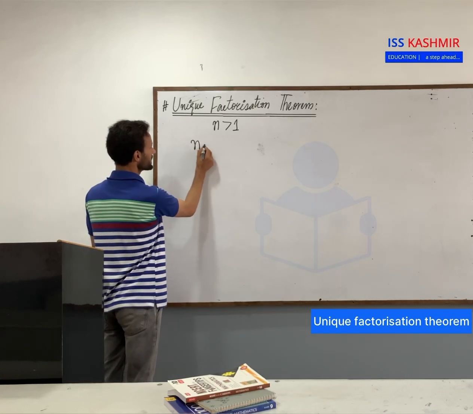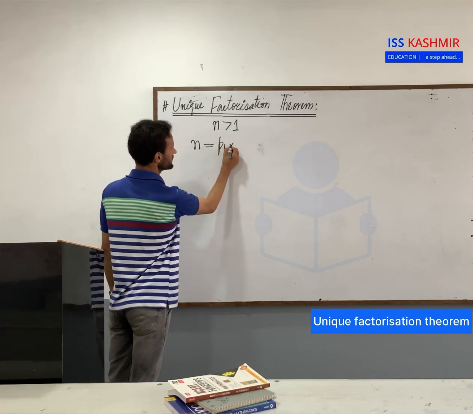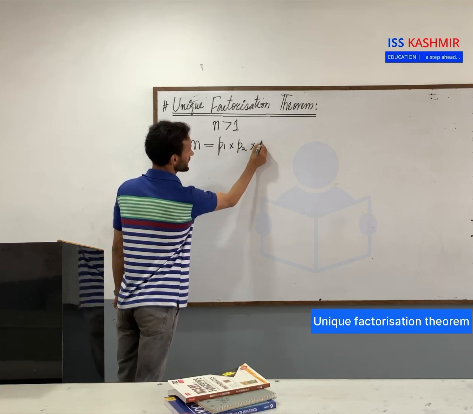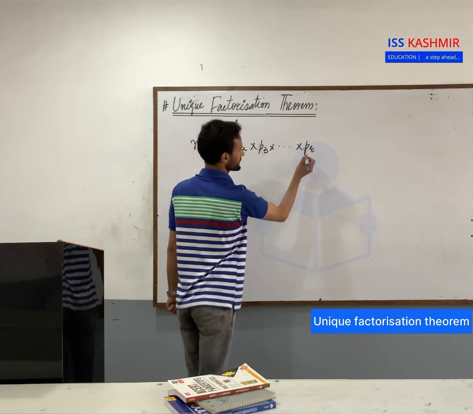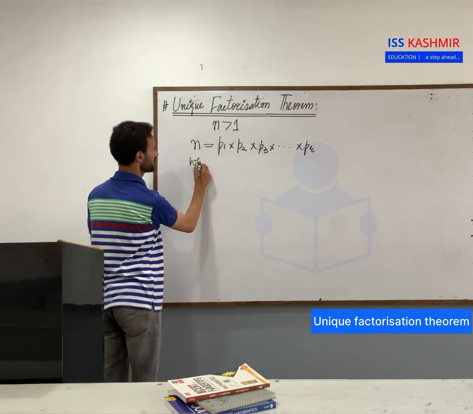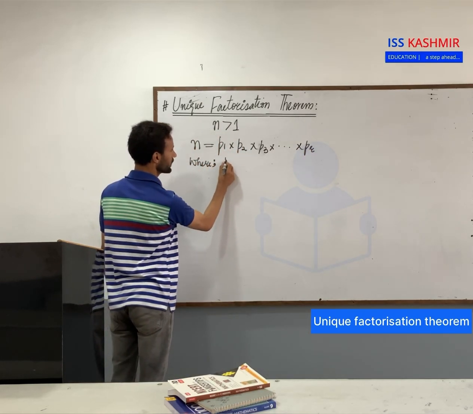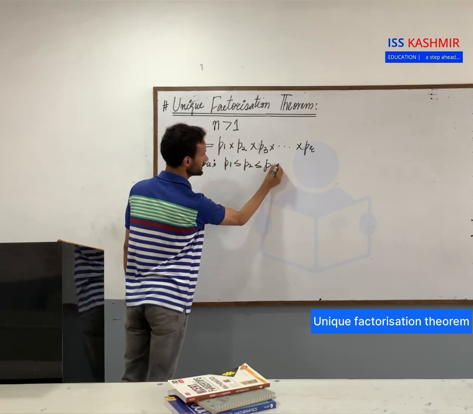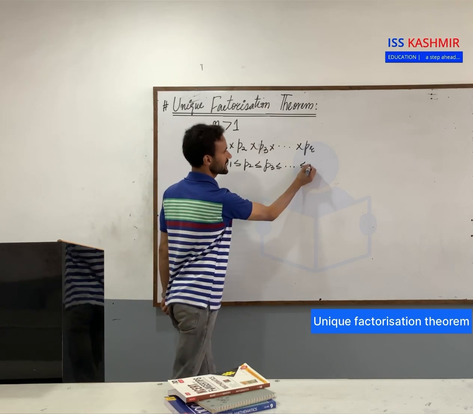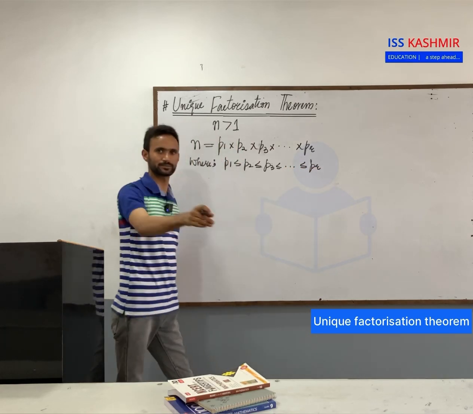That is, n can be expressed as p1 into p2 into p3 and so on into pr, where p1 less than or equal to p2 less than or equal to p3 and so on less than or equal to pr.